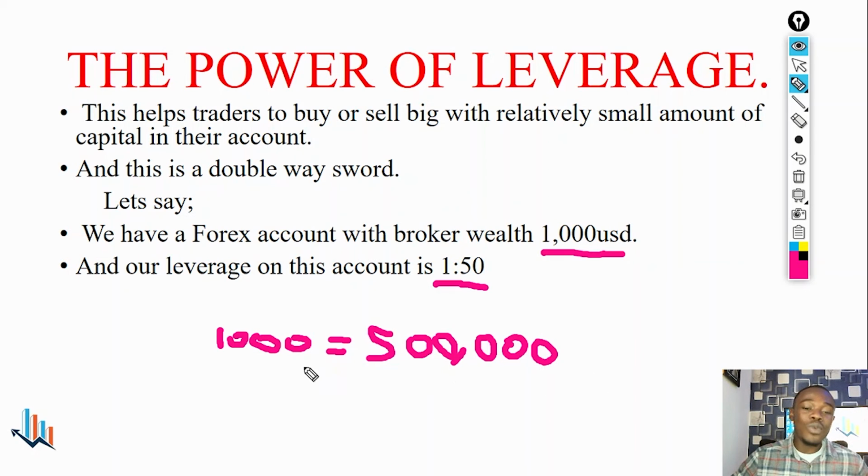And this is a double-edged sword in the sense that if we are making profits, they come in quantity. And if our anticipations go wrong, we are also losing much money. So in forex trading, I will not advise people to go more than 1 to 100 leverage. So your maximum leverage is 1 to 100, and that will be that.